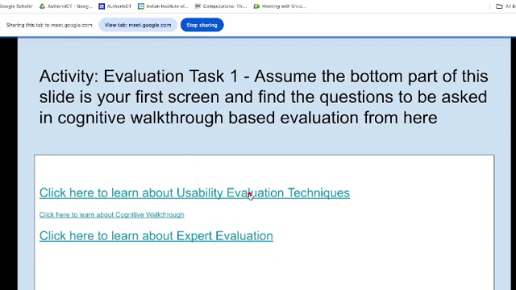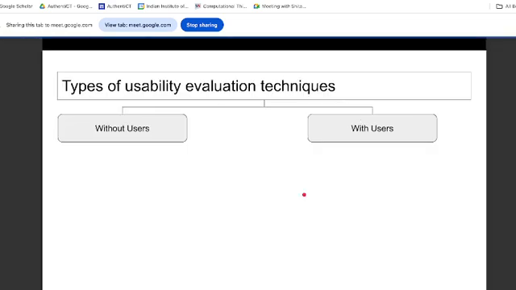Then I tried another thing, usability evaluation technique. Maybe I will click on this now. I find again the types of usability evaluation techniques.